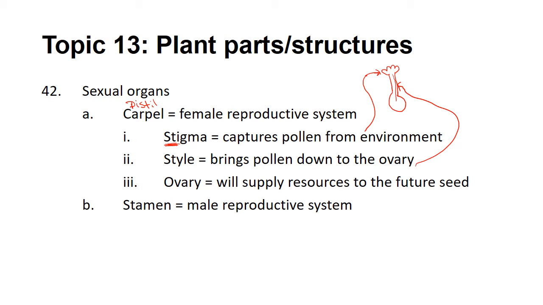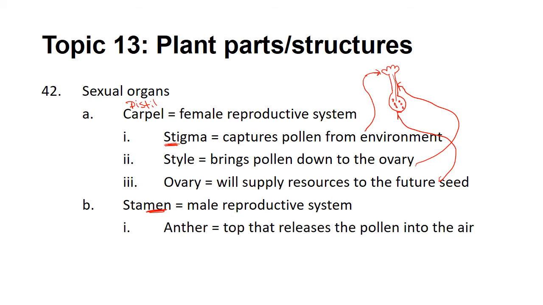Stamen, easy to remember. Once again, men is in the title, so it tells you it's the male reproductive organ. It's only made up of 2 parts, which, by the way, I forgot to draw this here. This would be the ovary down here. There could be like little future seeds down here, and those become fertilized. The stamen, the male reproductive system, is made of 2 parts, the anther and the filament.